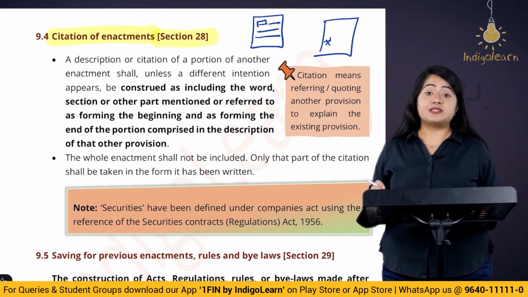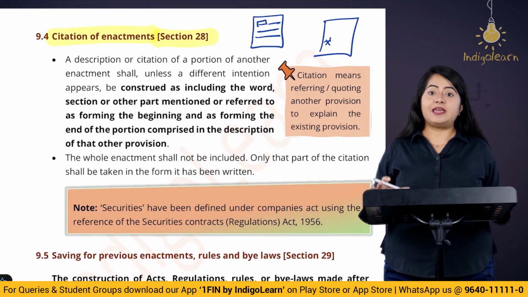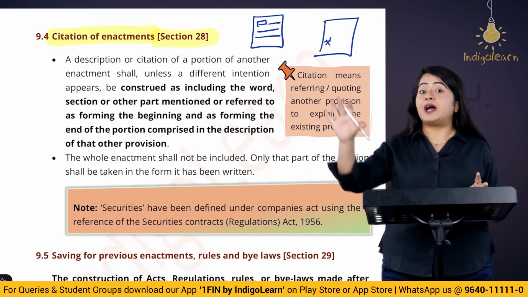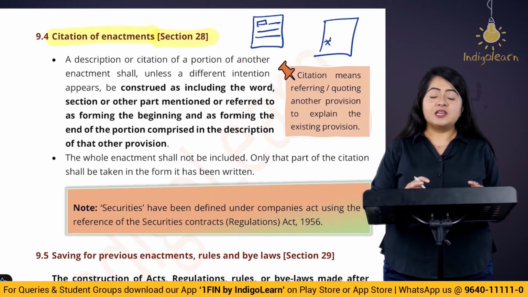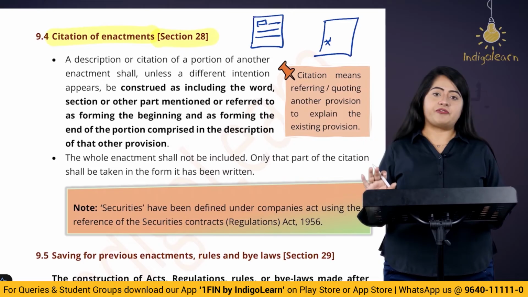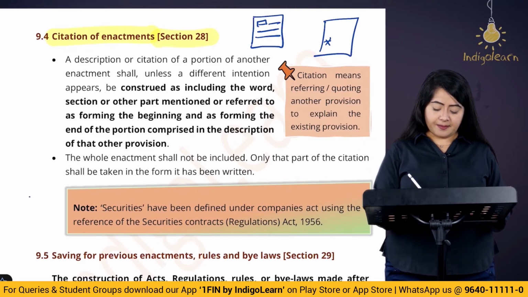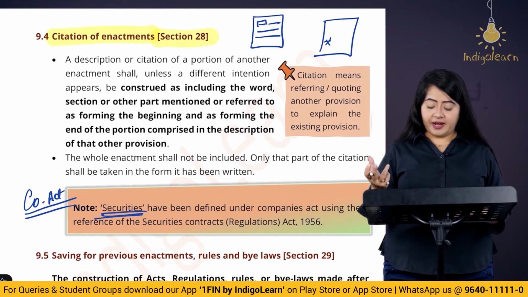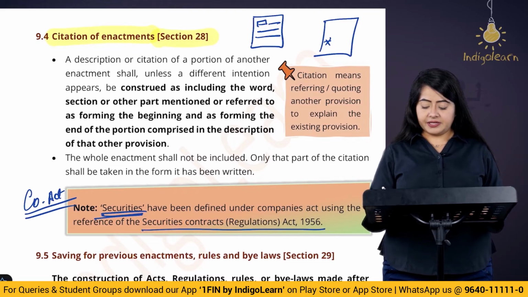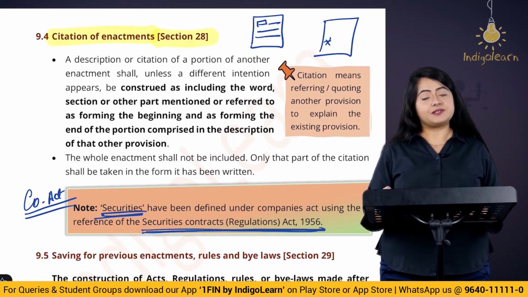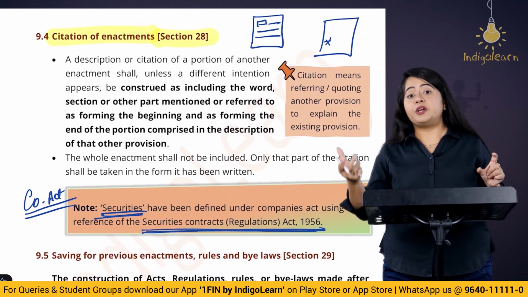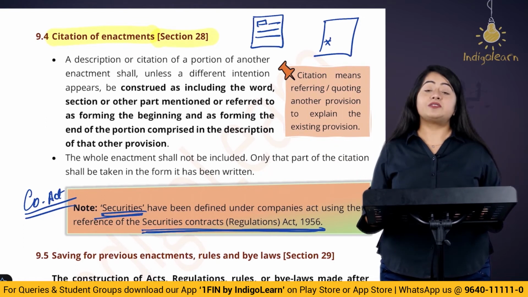Now this particular section says that if there is a citation in one act with respect to another act, then we are not going to take that other entire act to understand this act. We are only going to use that particular reference. Okay. So for example, in the Companies Act, there is this word security which is written many times. Okay, and this word security has been defined to include the definition which is stated in the Securities Contracts Regulation Act. Okay, so this word securities in the Companies Act means what is the meaning of this word in this other act which is the Securities Contracts Regulation Act.